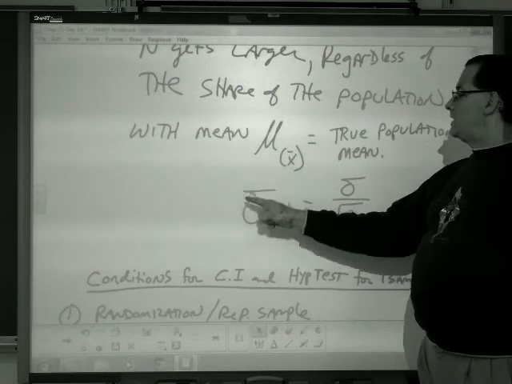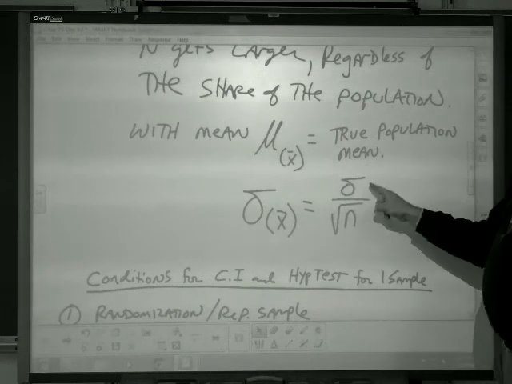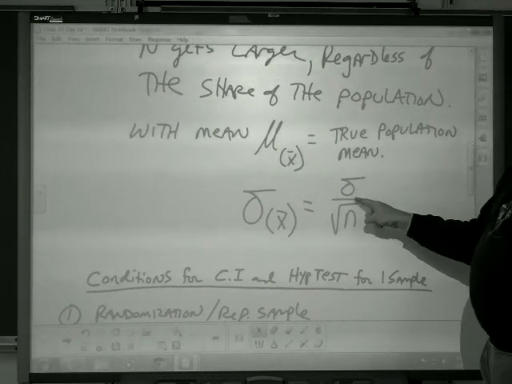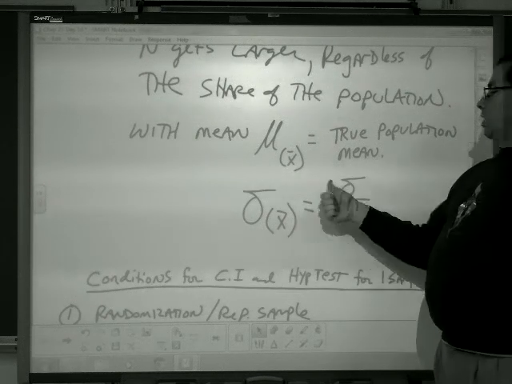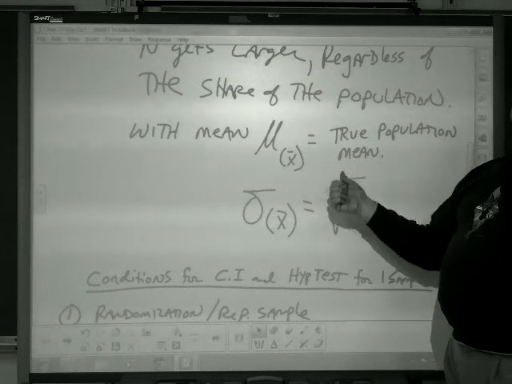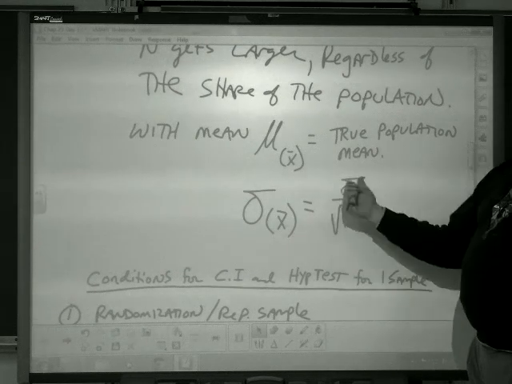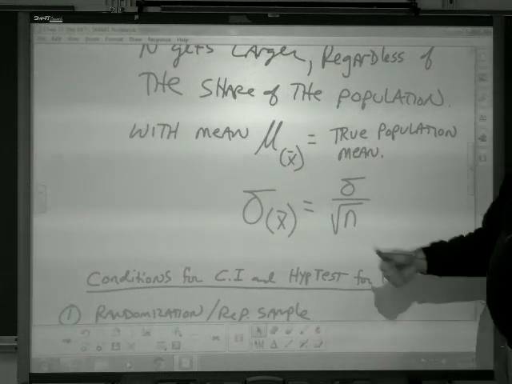And now here's the other kicker. Its standard deviation will be very close to the standard deviation of the population divided by the square root of n. So just like before, if you want to cut standard deviation in half, you bump up sample size by a factor of 4. You want to cut standard deviation to a third, you bump up sample size by a factor of 9. But same formula.